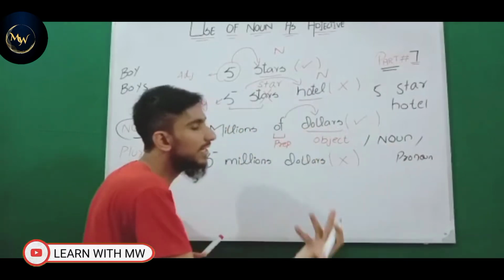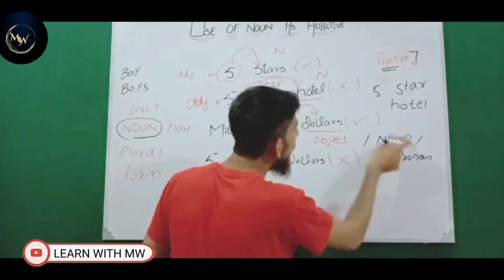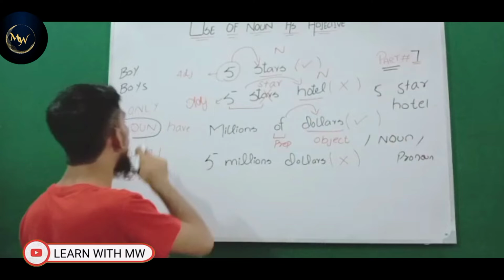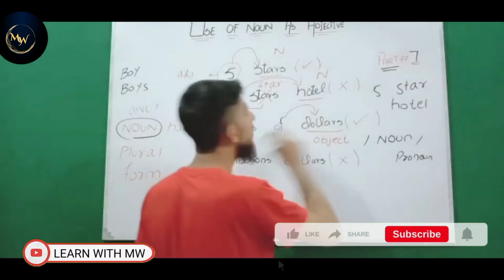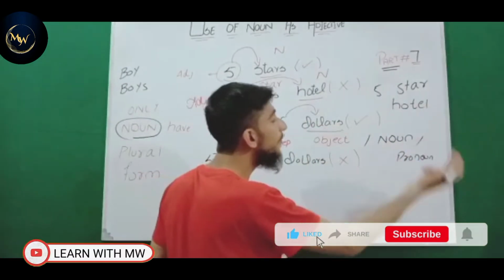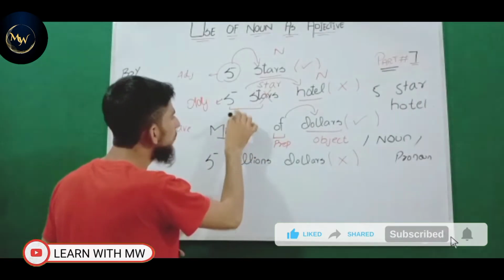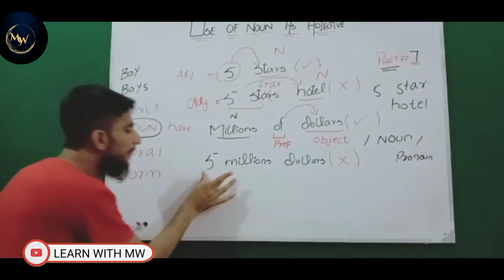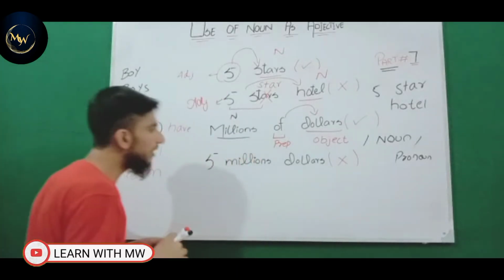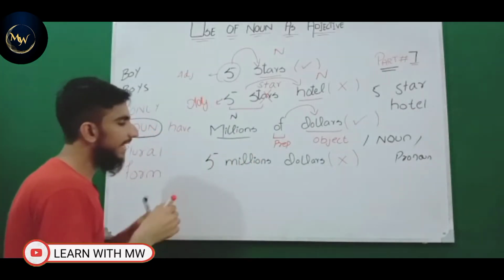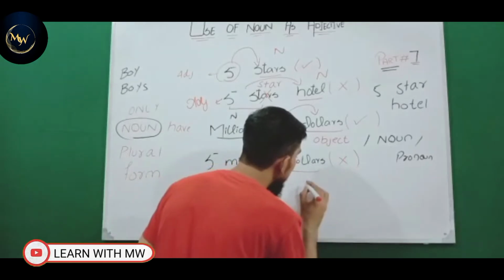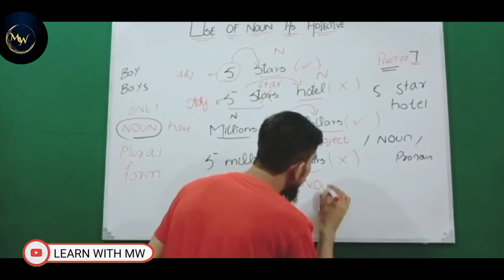So dollars is basically just a name. So dollars is basically a noun, and we have discussed that in English grammar only nouns have plural form. So this sentence is right: millions of dollars. But look here, and similarly millions is also a noun because it's a name. And look at $5 million. Dollar in this sentence is a noun because it's a name.